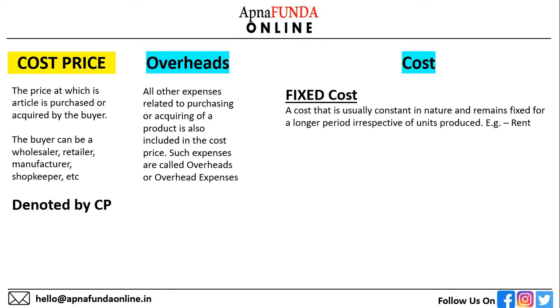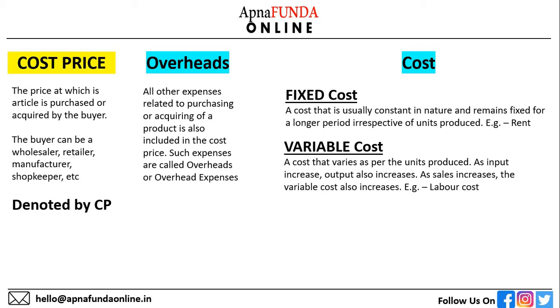Example, rent. Let's say rent of an office. No matter how much sales you're doing, no matter how many units you're producing, the rent remains the same. And even if you don't use it for production, let's say the factory is closed, still you will have to bear the rent.